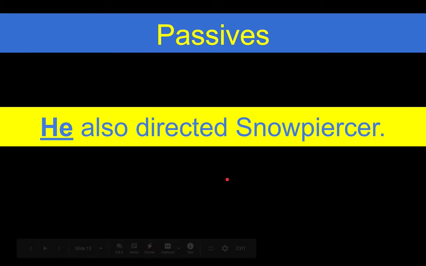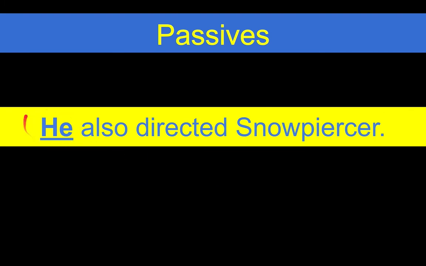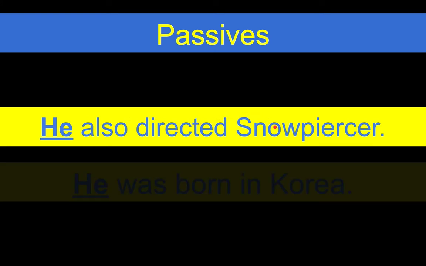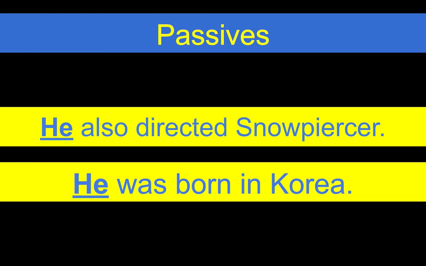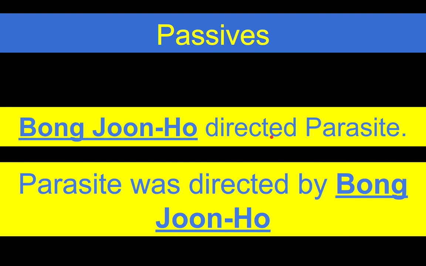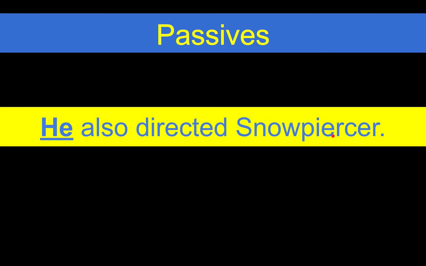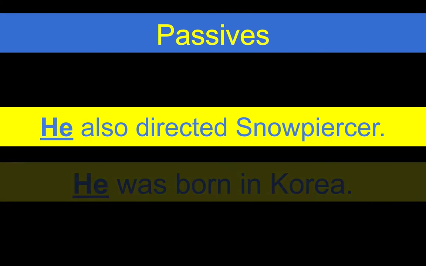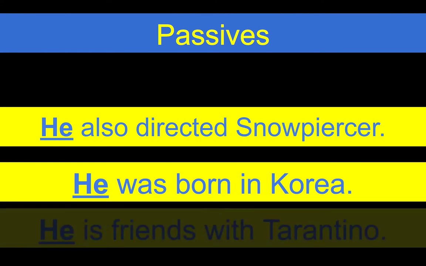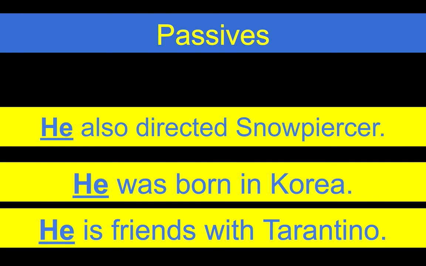Let's look deeper. So he, Bong Joon-ho, also directed Snowpiercer. He was born in Korea. So here, for example, we are talking about the subject. So this is the person who is doing the thing. So Bong Joon-ho directed Parasite. He also directed Snowpiercer and Mother. He was born in Korea. He is friends with Tarantino. So Tarantino is an American director. And they are friends. So sometimes we want to talk about the person, the subject who is doing it.